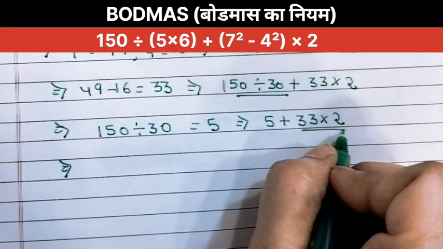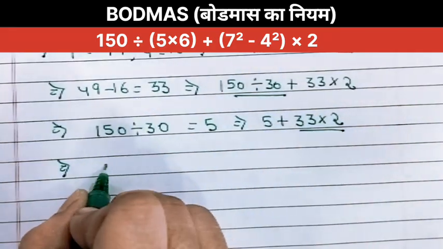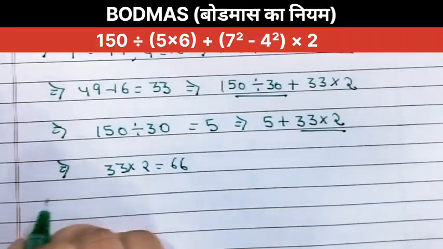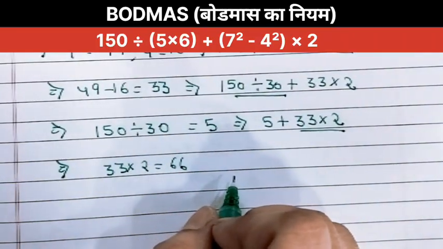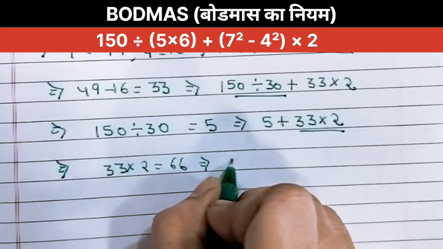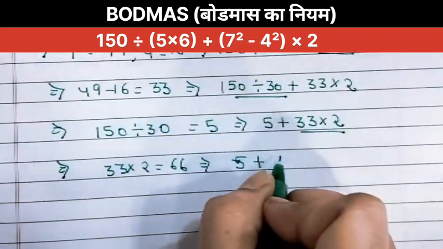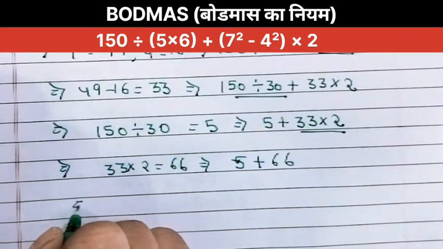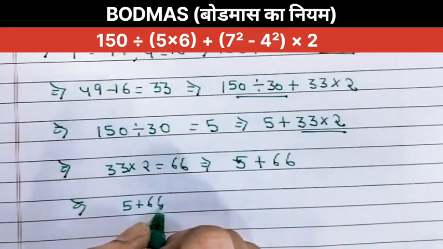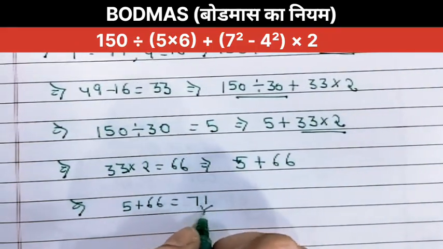First multiply the digits. Multiplication: 33 multiplied by 2 gives you 66. According to this step, multiplication must be executed before we can perform the final addition. Current expression becomes 5 plus 66. Finally, we add the remaining values. 5 plus 66 gives you 71 as the final result.